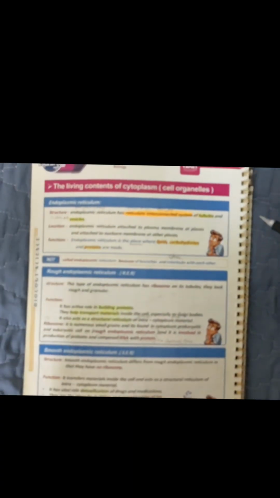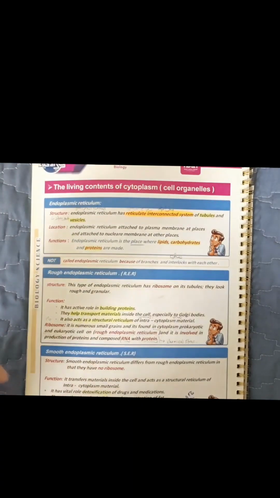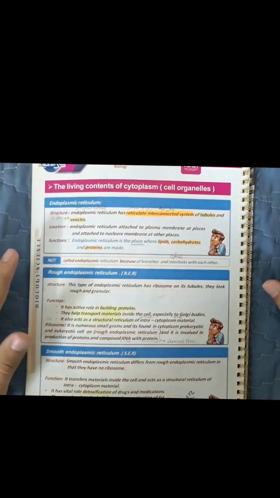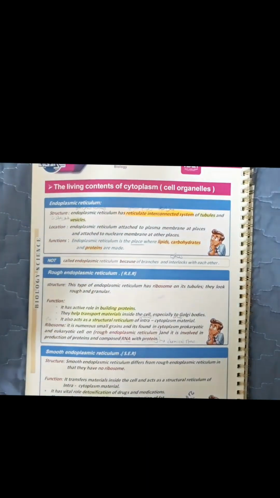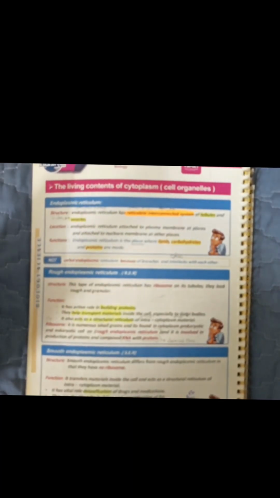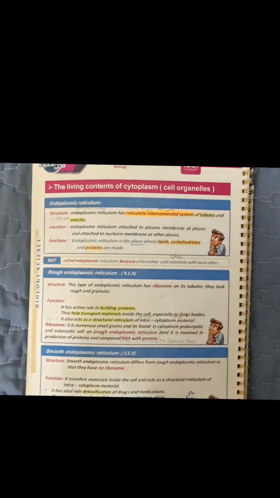Now let's go to the living contents of cytoplasm. Cell organelles, basically organs of the cell. Endoplasmic reticulum has a reticulate interconnected system of tubules and vesicles. You'll understand what that means, and I'm going to show you a picture of it. That's what the structure of the endoplasmic reticulum is. Location: endoplasmic reticulum is attached to the plasma membrane at places and attached to nuclear membrane at other places. So it can be attached to the plasma membrane.